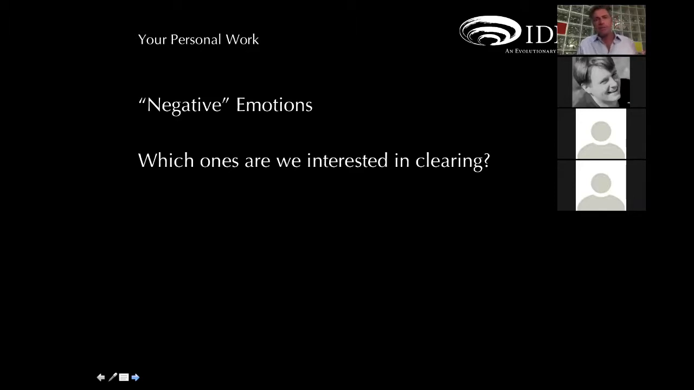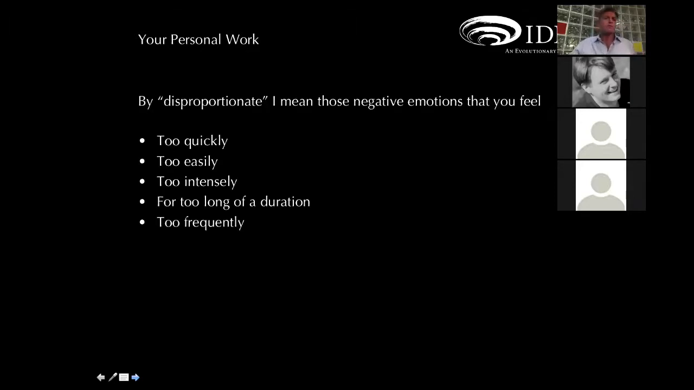And I'll say that there's a few usual suspects, but first we want to clear out the disproportionate negative emotions. Now, that's tricky because, what's disproportionate, right? It's different for everybody. So I'm going to say that it's the ones that you feel too quickly, too easily, too intensely, or for too long of a duration, or too frequently for your own taste. And usually people know which ones these are.